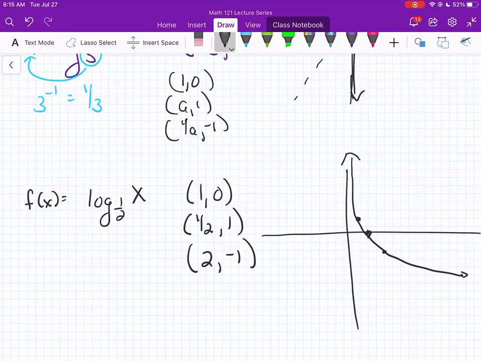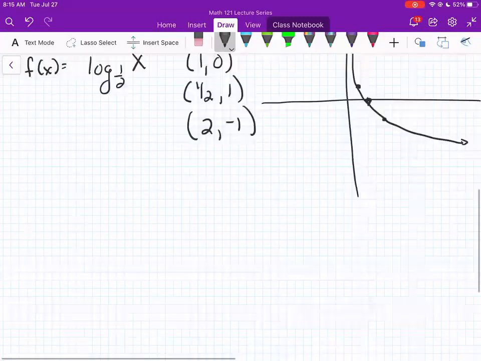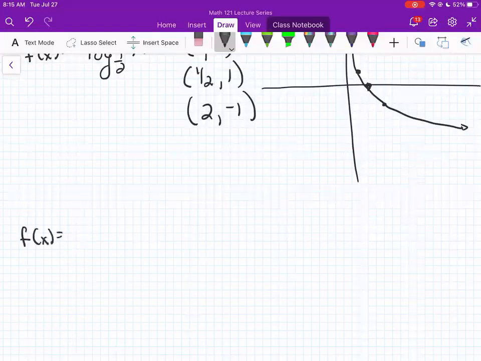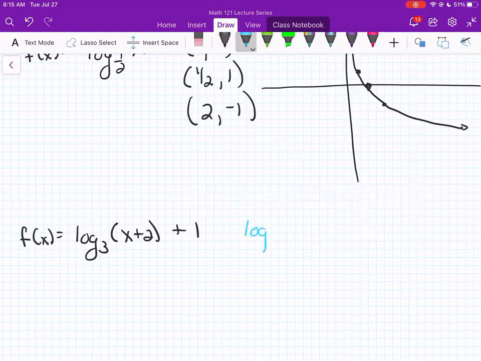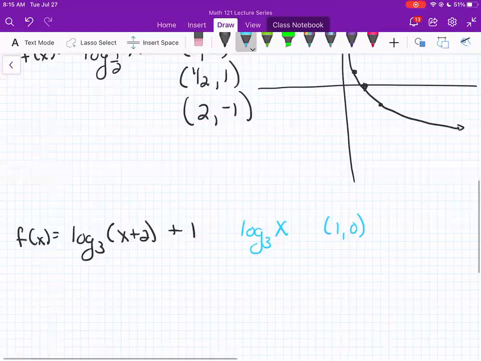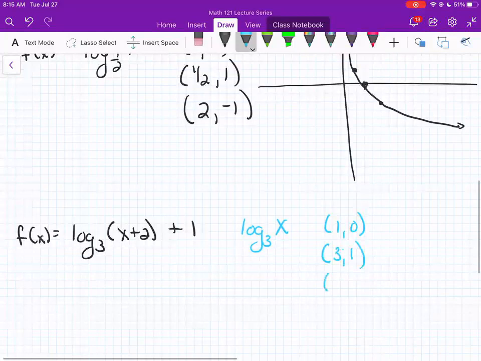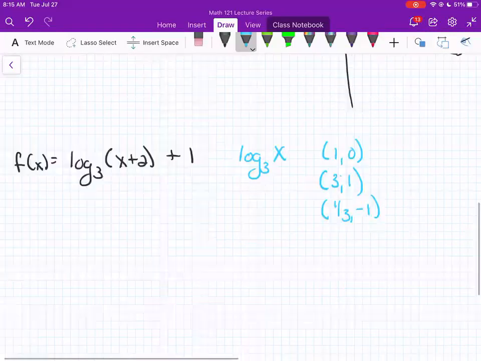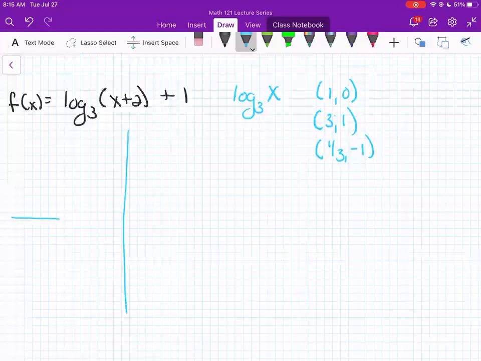The same rules apply for translations of these graphs. So let's consider something such as f of x equals log base 3 of (x plus 2), plus 1. Start with our most basic graph, which is just log base 3 of x. Our points there are going to be (1, 0), (3, 1), and (1/3, negative 1). So if I plot that, I have (1, 0), (3, 1), (1/3, negative 1). So my original graph looks like this.